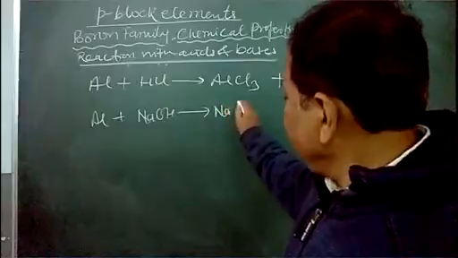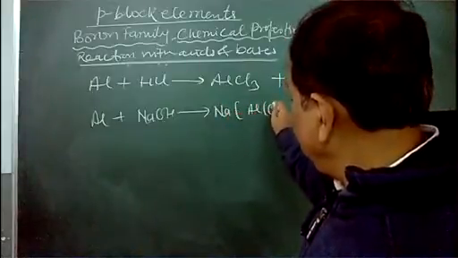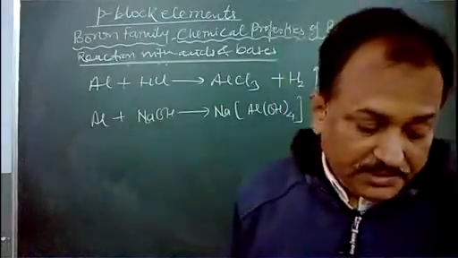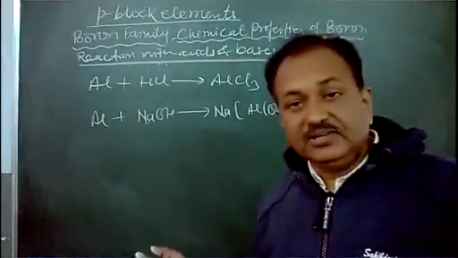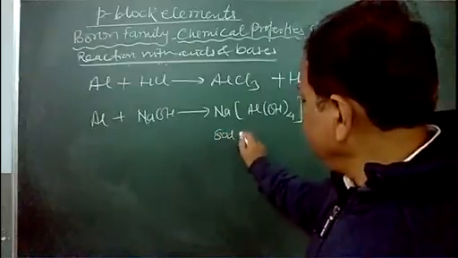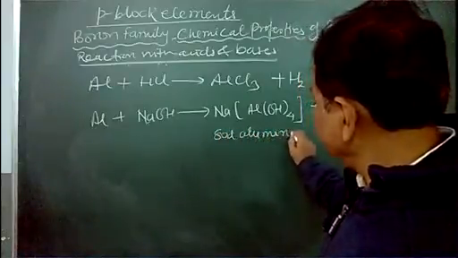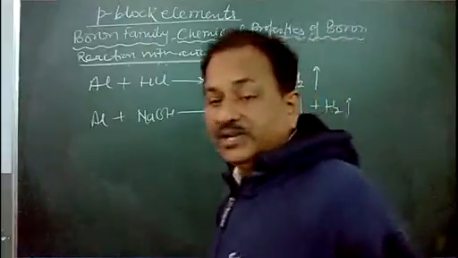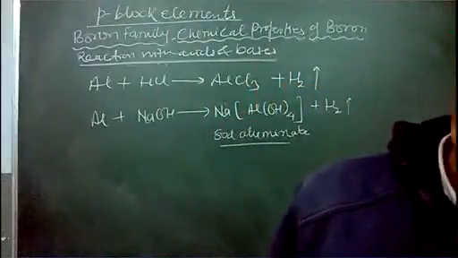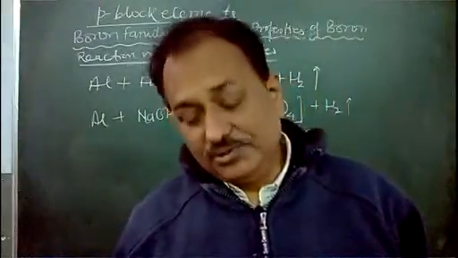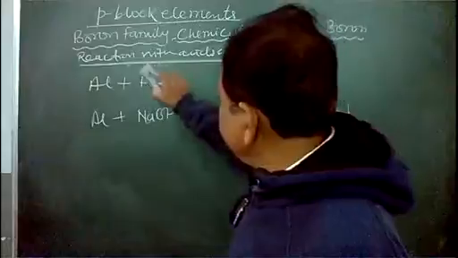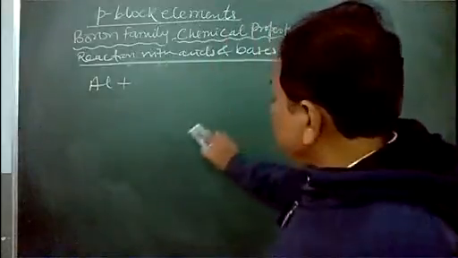So NaAl(OH)4. Here there will also be liberation of hydrogen. This is sodium aluminate, or we may say sodium meta aluminate. Now children, you have to keep in mind that boron also reacts with bases and it forms the salt and water, just like this acid.